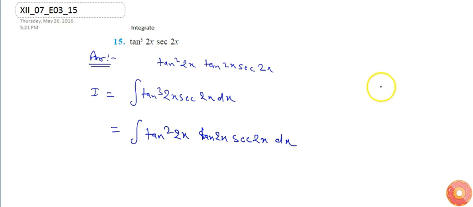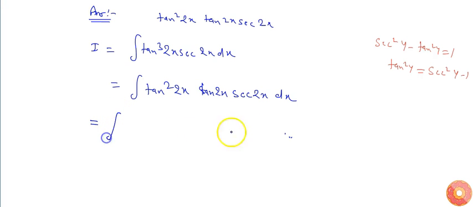to sec square form from the identity sec square y minus tan square y equals 1. So tan square y will be sec square y minus 1. So if I use the formula in the expression, I will get the integration of sec square 2x minus 1, sec 2x tan 2x dx.